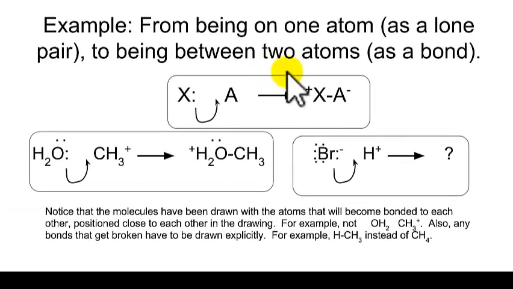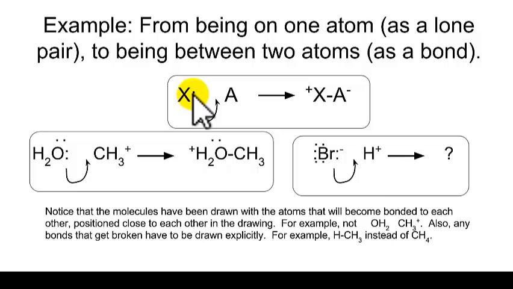So here's just some examples. This is a generic case where I've got some atom I've called X with a lone pair of electrons on it, some other atom that I've called A without any lone pairs on it, and this curved arrow then suggests that that pair of electrons is going to move in here between the X and the A, and it's going to become a bond. And so there's the bond that the lone pair started out as. It now becomes a bond.